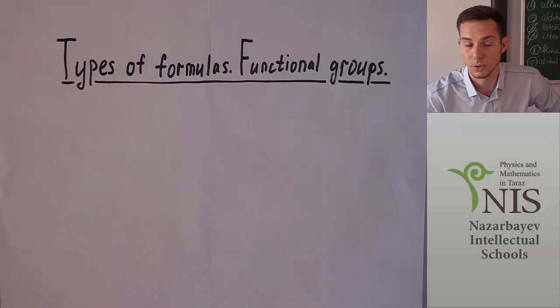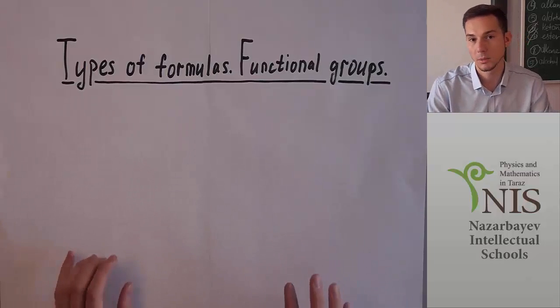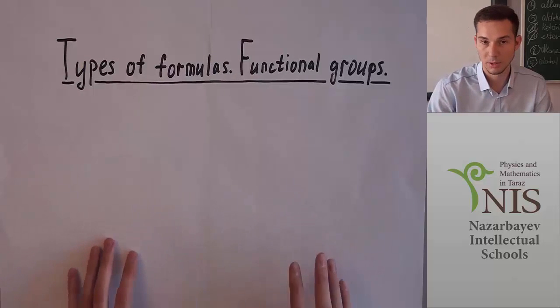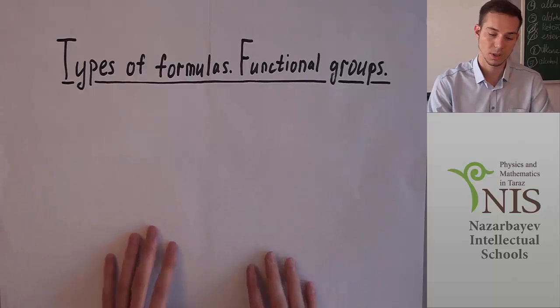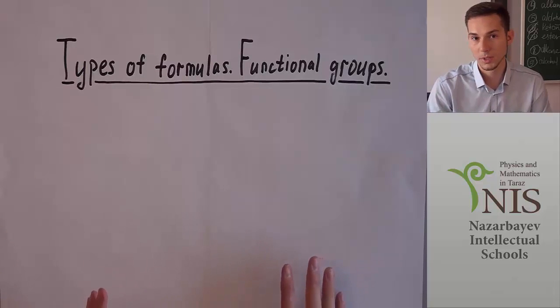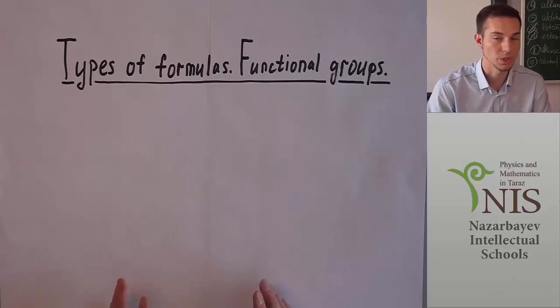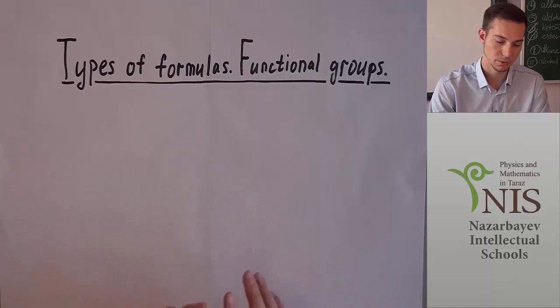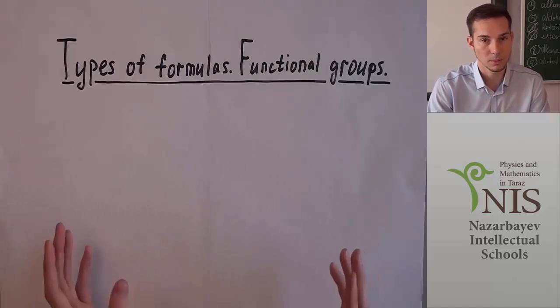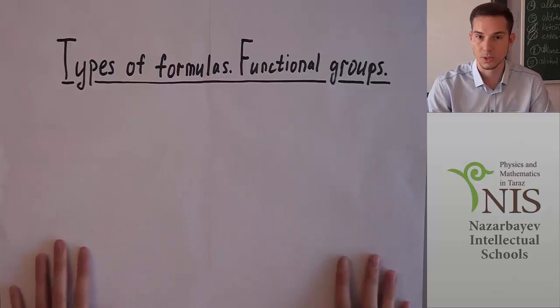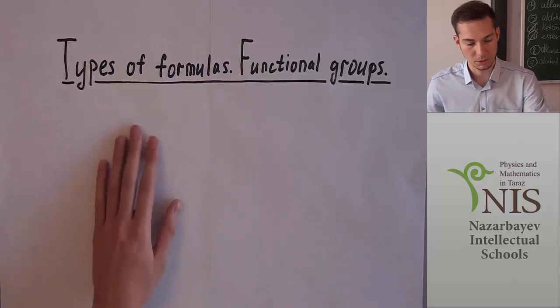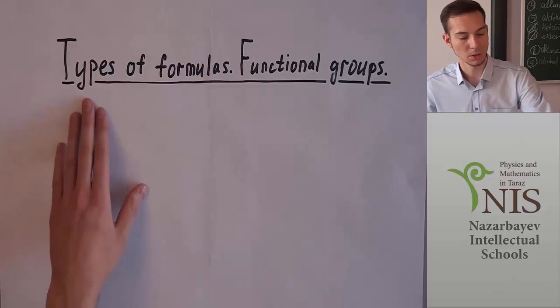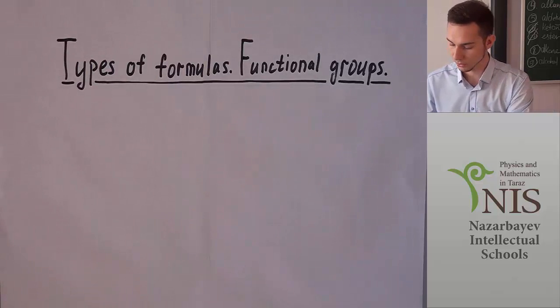In conclusion, I want to say to you that organic chemistry is a very interesting part of chemistry, because it has a lot of functional groups and a lot of compounds which have different chemical or physical properties, which have different impacts on the environment, which have different uses. So, in this particular lesson, we were learning types of formulas and functional groups.